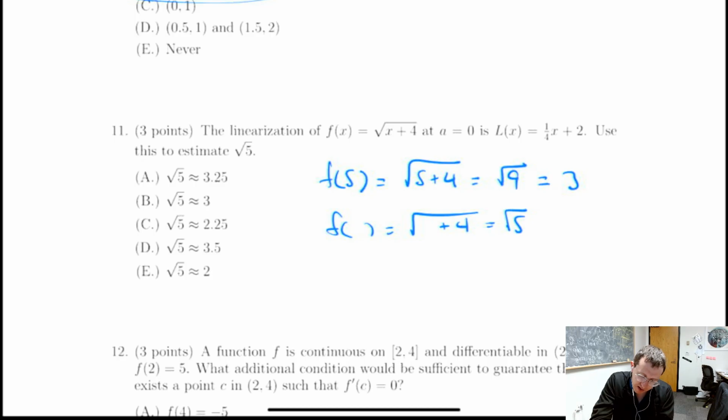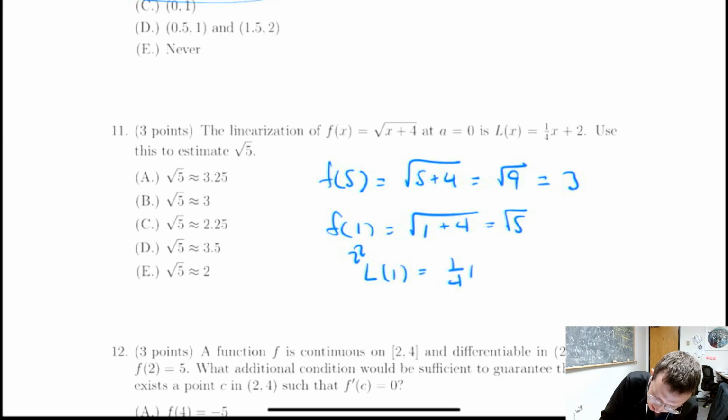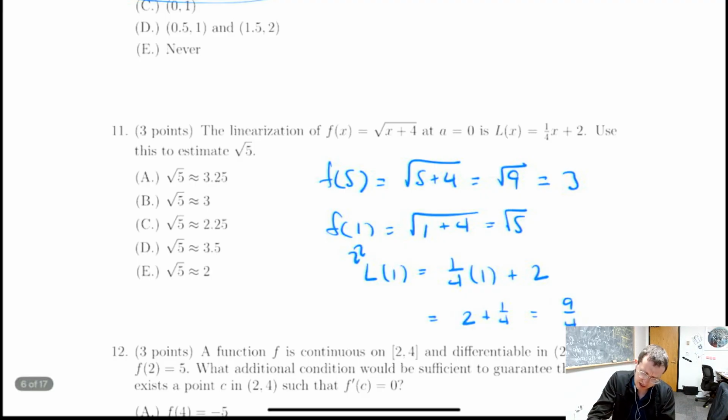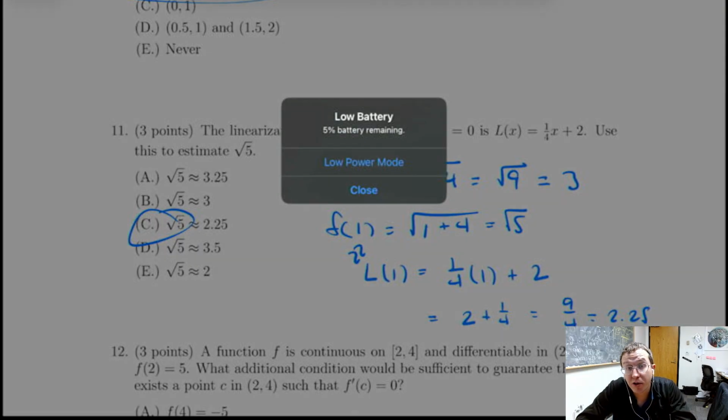What do you have to add to 4 to get 5? You have to add 1. So 1 is the thing that you have to plug into the function to get the square root of 5. And that means that to get the approximation, I'm going to plug 1 into the linearization. That'll give me 9/4, as a decimal, 2.25. If I just quick Google what the square root of 5 is, because I'm curious, it's about 2.24.